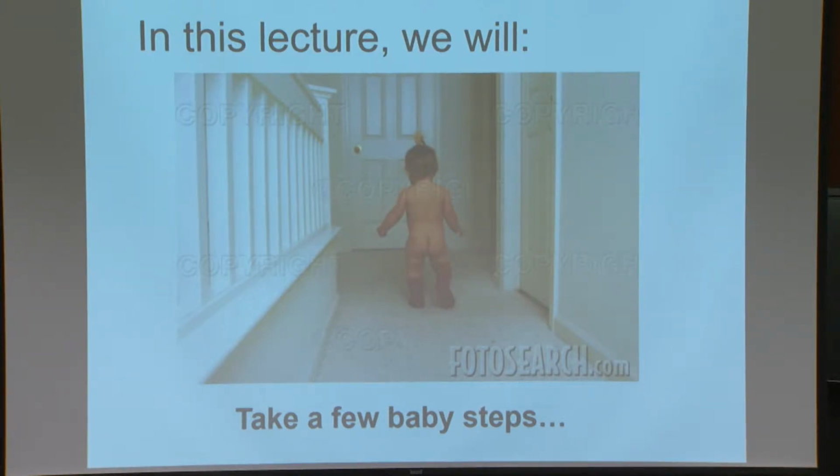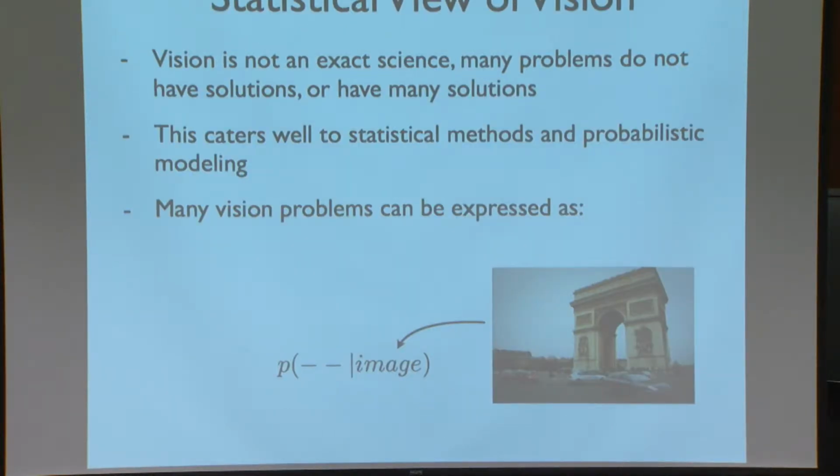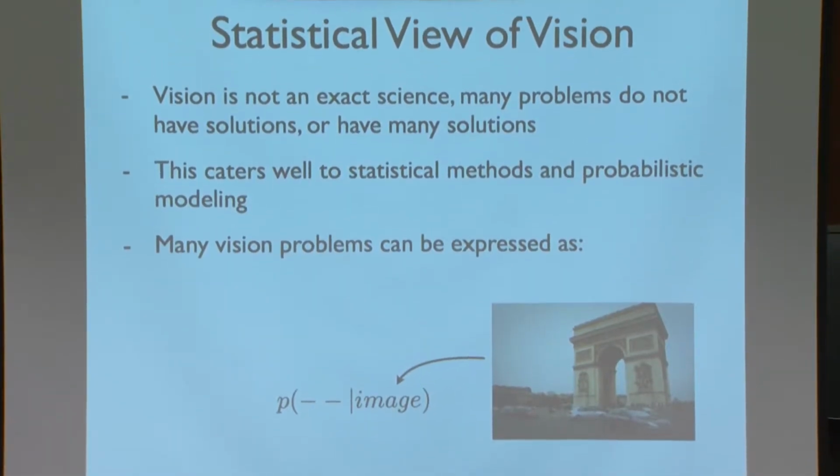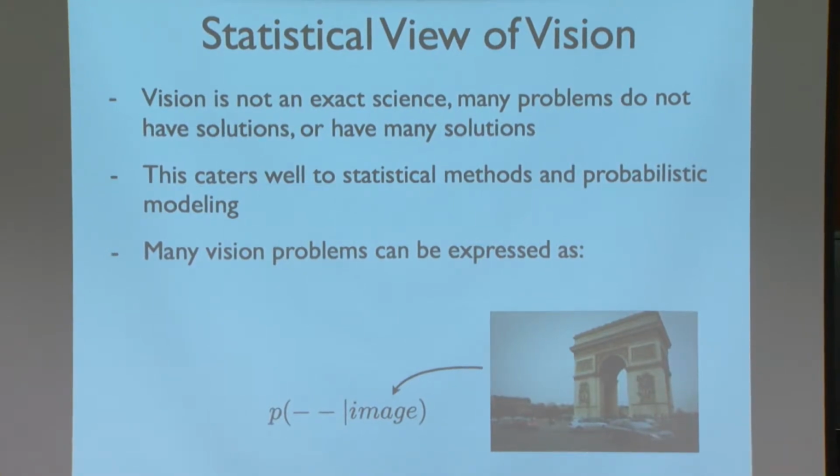So in this lecture, we'll take a few baby steps into understanding what machine learning is and how some of the simple techniques have evolved. And I'll teach you some of the fundamental techniques for applying those to computer vision systems. And hopefully you can use those in your robot car project to make it better. So now let's go into the statistical view of vision.